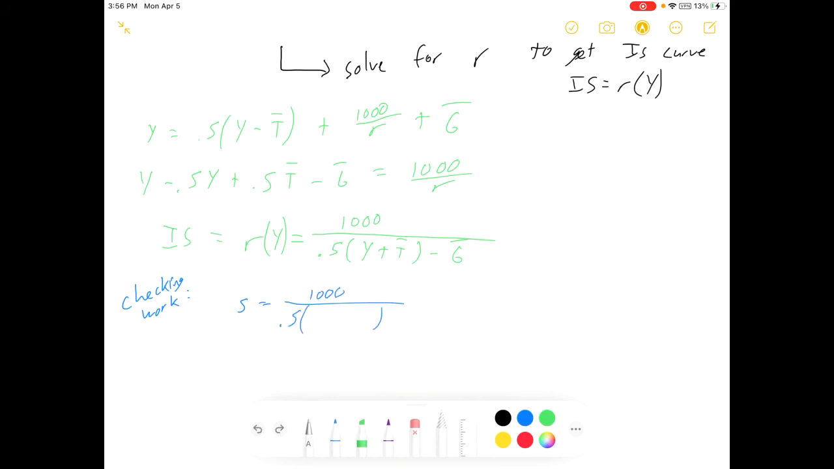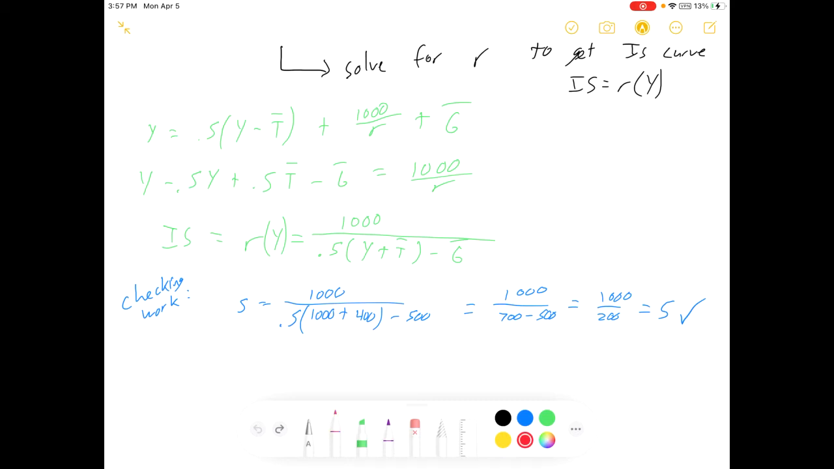So let's plug everything in. 1,000 divided by Y minus 0.5 times 1,000. That's the part we're plugging in. Plus T bar of 400, all minus G of 500. It's 1,000 over 700 minus 500. That's 1,000 over 200, which is 5. Booyah. It works.